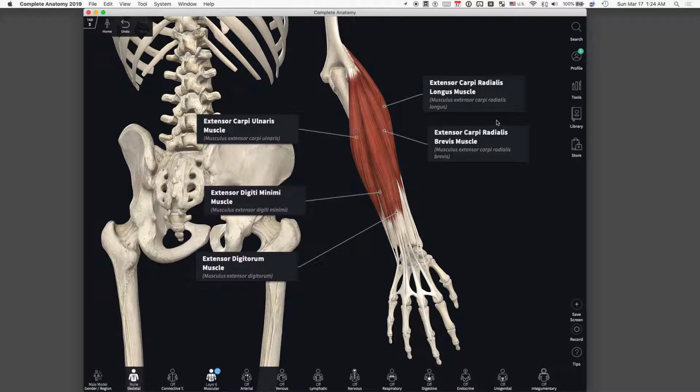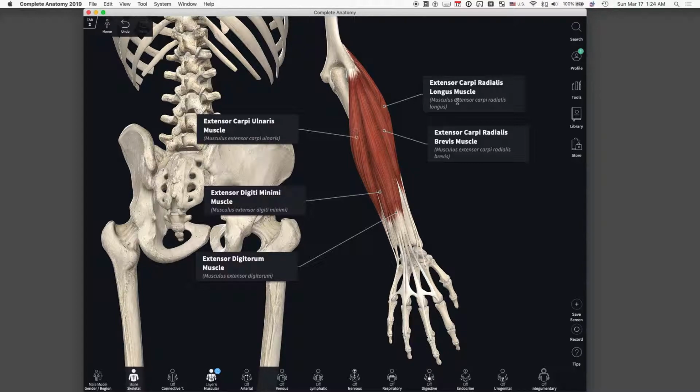Besides the extensor carpi radialis longus, which has its origin at the lateral supracondylar ridge of the humerus, the other 4 all originate at the lateral epicondyle of the humerus via the common extensor tendon. First of all, I want to point out that I will not hold you responsible for the insertions of these muscles. So now let's begin talking about the extensor carpi radialis longus.